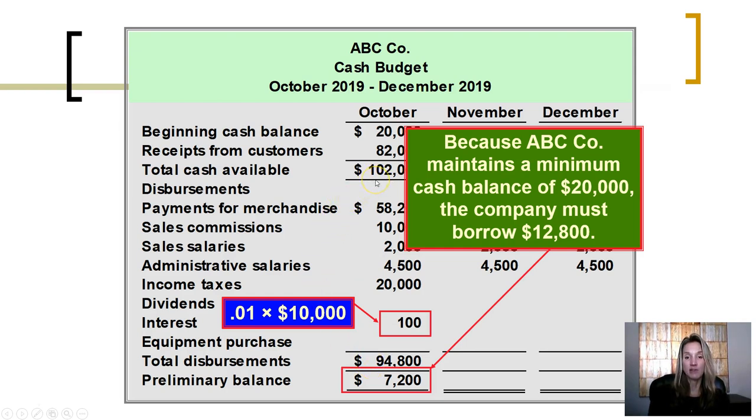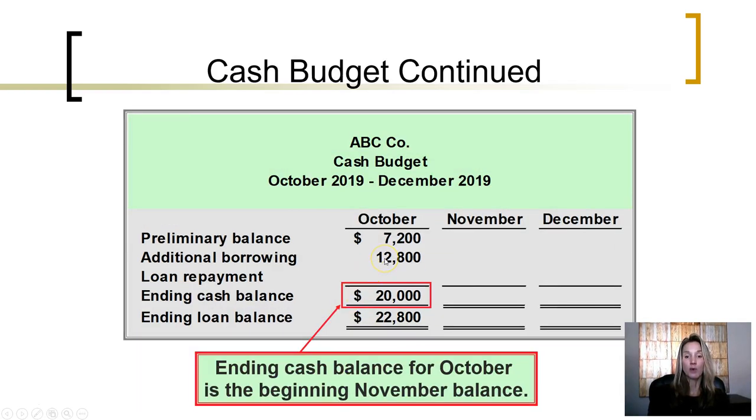We expect to have cash available of $102,000, spend cash of $94,800. We expect to have $7,200 of cash available at the end of October. But recall, we are required to have a minimum balance of $20,000. That means we need to plan on borrowing another $12,800 during October to ensure we have $20,000 of cash on hand. That brings our loan balance from $10,000 plus $12,800 up to $22,800 by the end of October.